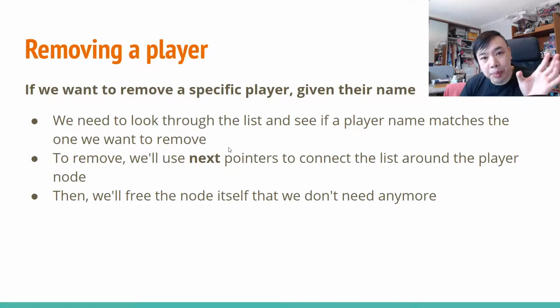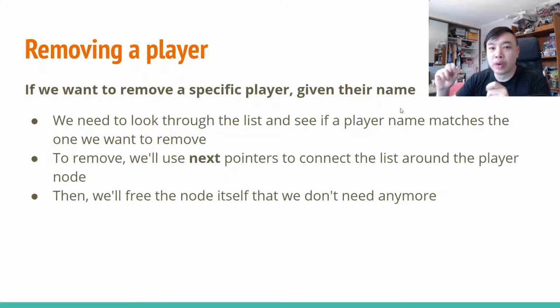But we want to split this up into parts, right? To remove a specific player given their name, we're probably going to want something that removes a player first, and then something that can find a player given their name. So we'll probably remove a player based on a pointer to that player, maybe, and then something else that finds a player given their name. Although we may be able to do this all in one.